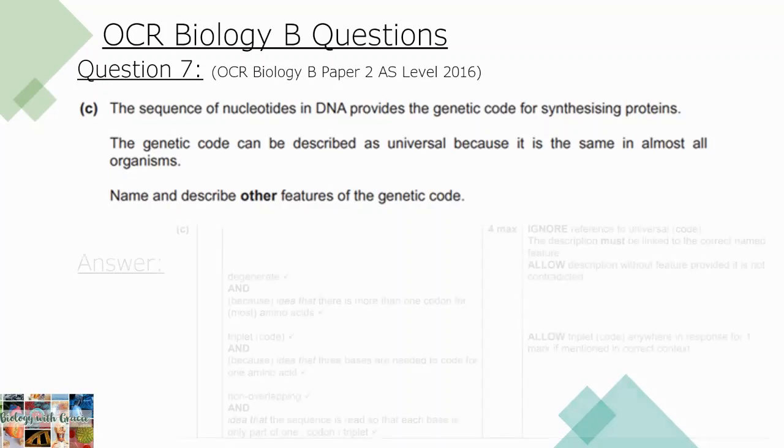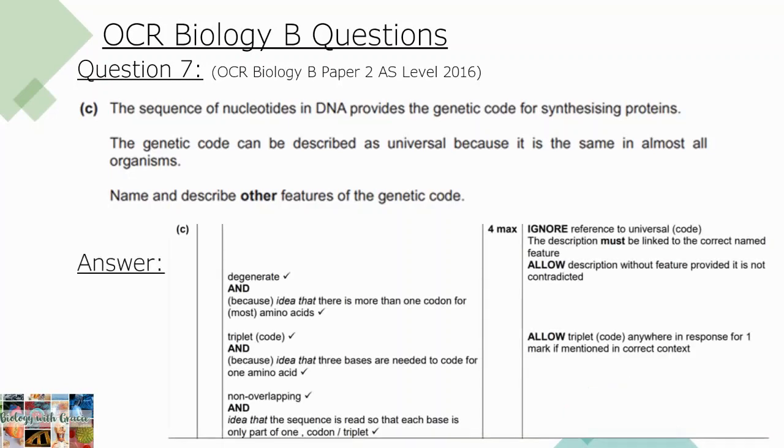So if we have a look at our answer here, we've got degenerate, we've got triplet code, and then the final thing is that it's actually non-overlapping. So I haven't discussed that, but we can have a look at it now. Basically it's the idea that a sequence of bases is read a triplet at a time, a sequence of 3 bases at a time, so it does not overlap. But I will be doing a video on DNA structure and also RNA structure soon, where we can talk about this in a bit more detail.